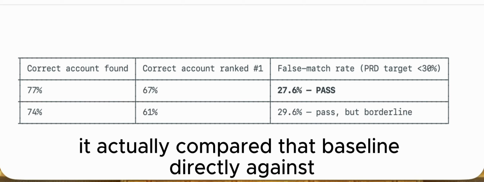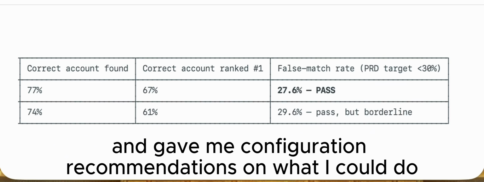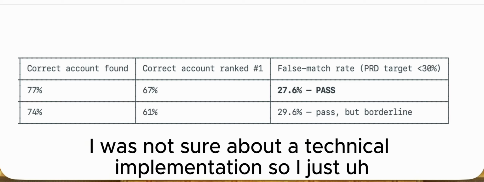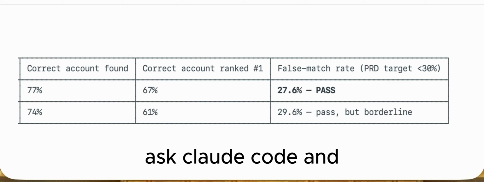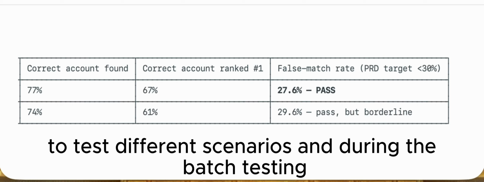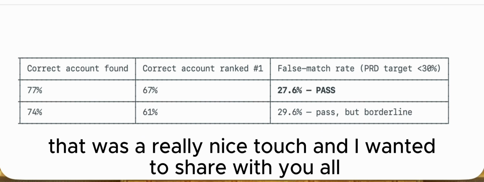After that, it compared that baseline directly against the success metrics that I wrote in the PRD and gave me configuration recommendations on what I could do to get closer to the target. Also, during the process, I was not sure about a technical implementation, so I asked Claude Code and it added a switch for me. So basically, I can switch it on and off to test different scenarios. And during the batch testing, it also tested both scenarios for me. I just thought that was a really nice touch, and I wanted to share it with you all.